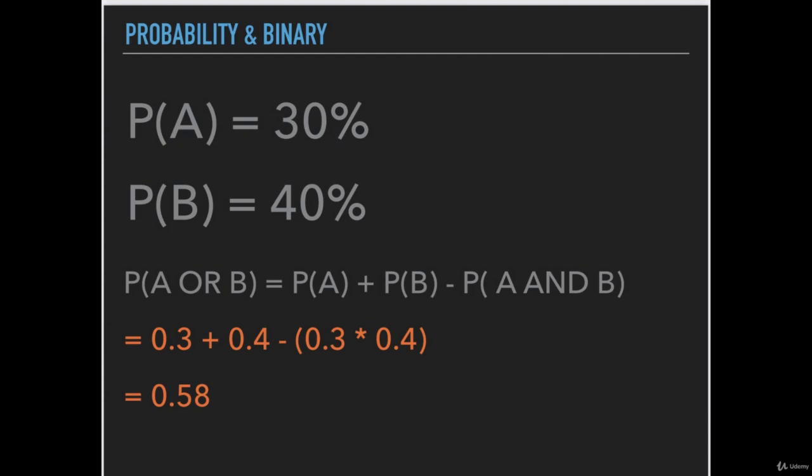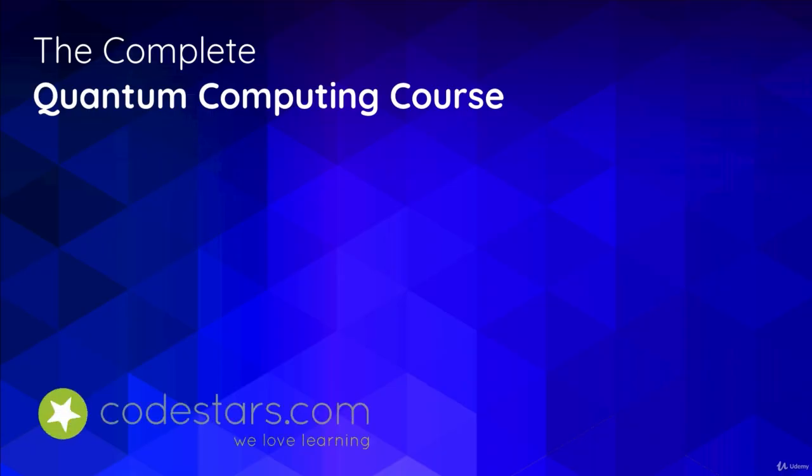And in that case, this is 0.12. If we subtract 0.12 from 0.7, we get 0.58, which is a 58% chance of either A or B happening. Okay, and this is how we calculate the probabilities. In quantum computation, we're not going to be dealing with exactly that kind of situation, but we're going to be dealing with probabilities all the time. So I believe this is a good start for us in order to learn about math fundamentals for quantum computing.